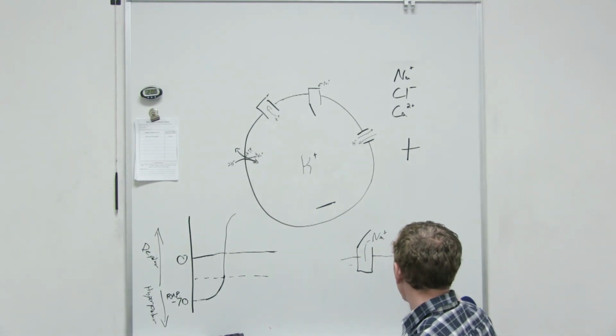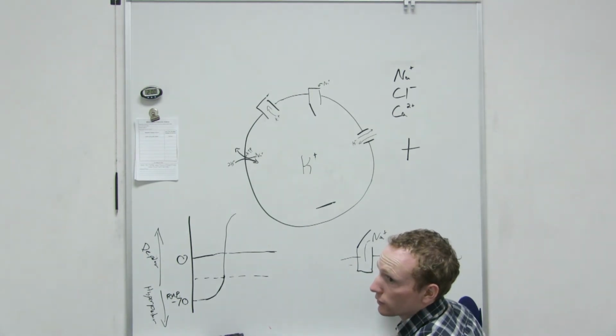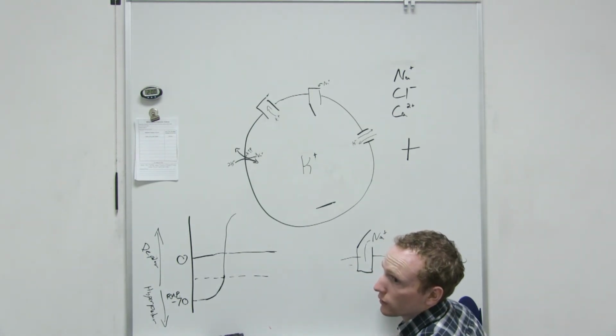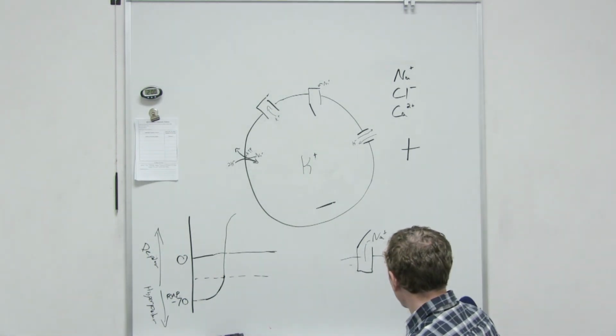And potassium went wide open. So is potassium flowing in or out of the cell? Potassium is flowing in. Where's potassium high? Oh, it's on the inside, so it's going out. So it's flowing out.